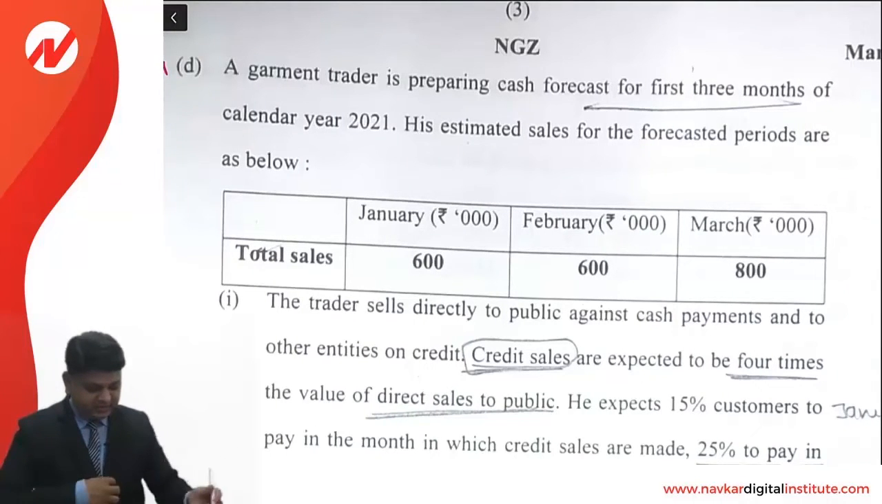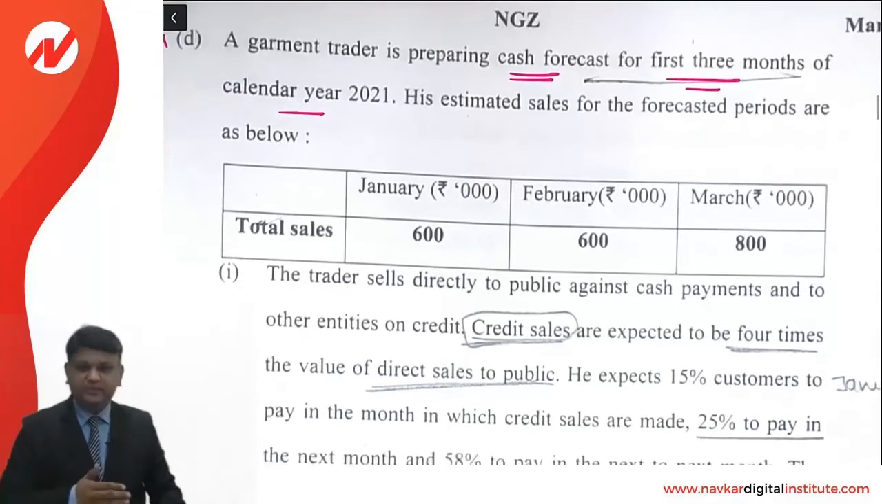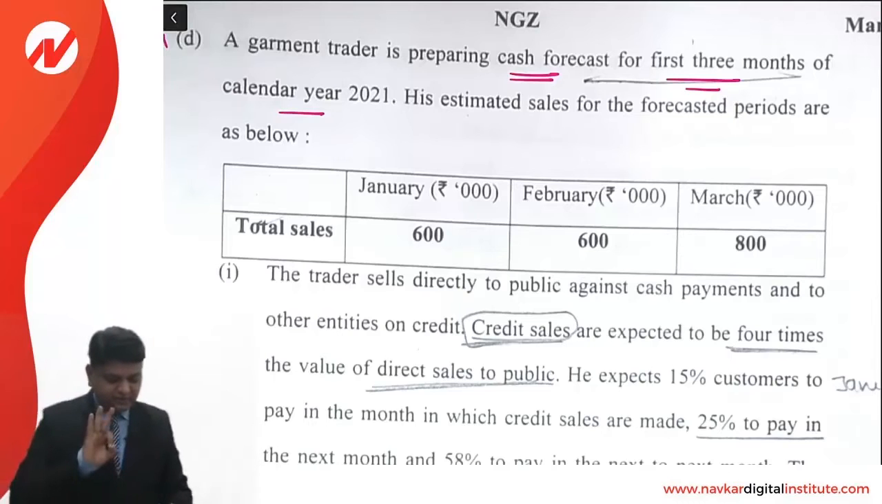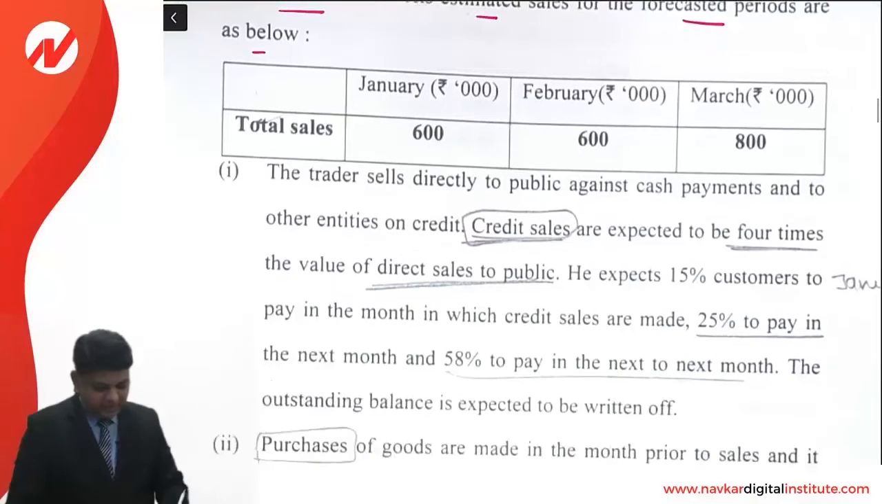A garment trader is preparing cash forecast for first 3 months of the calendar year 2021. So we have been provided with the forecasting of the cash for first 3 months of year 2021. His estimated sales for the forecasted period are as follows. For January 6 lakhs, February 6 lakhs and March 8 lakhs. The figures are in 1000 term. Total sales information is given.